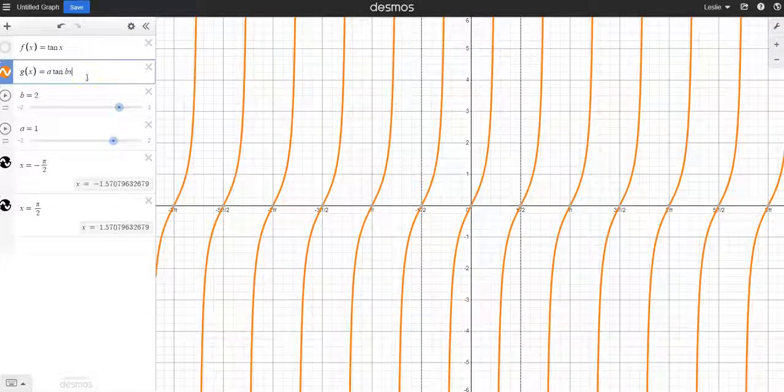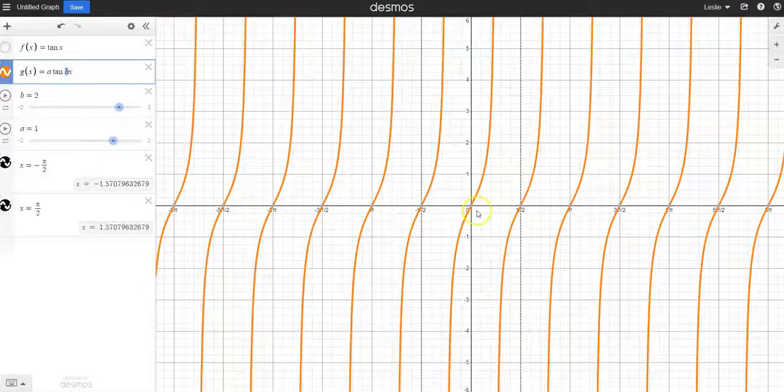If you want to figure out what the period is, you take tangent's normal period, which is pi, and divide it up into that many subsections, if you will. So pi divided by b is the period of a tangent of bx, where a is 1. So tangent of 2x has a period of pi over 2.